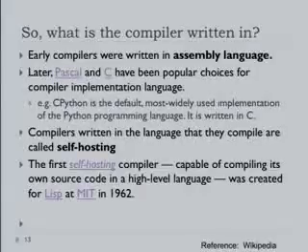Okay. However, you also get compilers written in the language that they compile. Okay, so they could compile themselves. Because it's quite a nice, elegant, beautiful way of thinking about this. It's recursive. Okay, so the compiler is written in the same language that it compiles. So these are called self-hosting. The very first self-hosting compiler, capable of compiling itself, was created for Lisp at MIT in 1962.